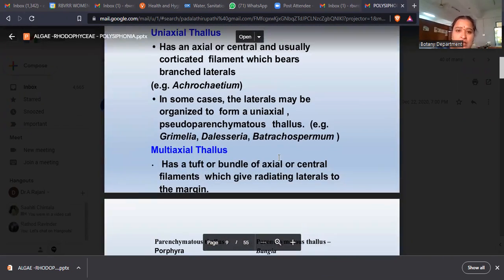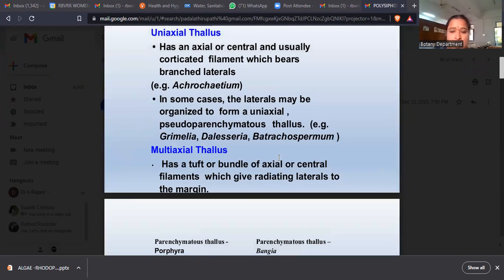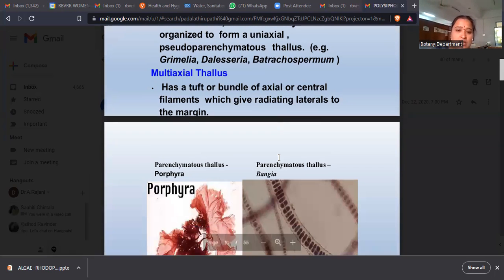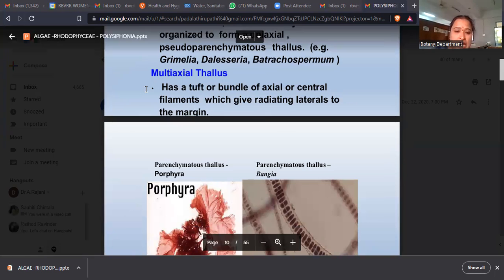What is the uniaxial thallus? It has a central, usually corticated filament, which bears branched laterals. In some cases, the laterals may be organized to form a pseudoparenchymatous thallus. Best example, Grimelia brachyspermum. In the multi-axial thallus, a bundle of axes is present. The central filamentous plant body gives radiating laterals, also present on the margins. These all are multi-axial thalli.